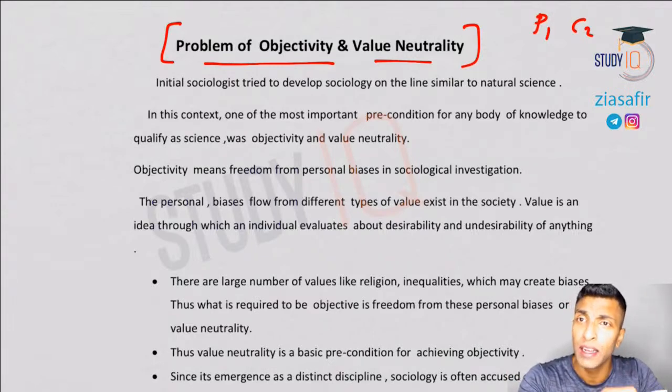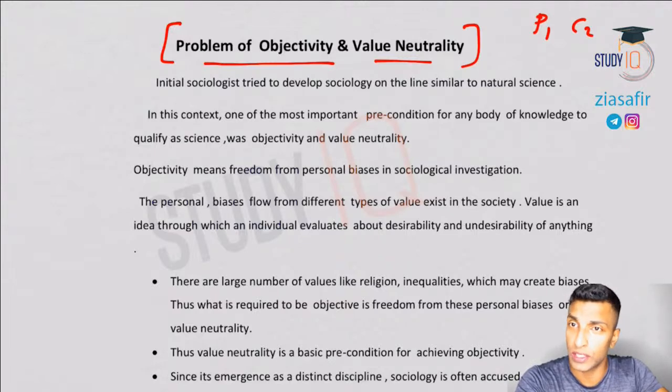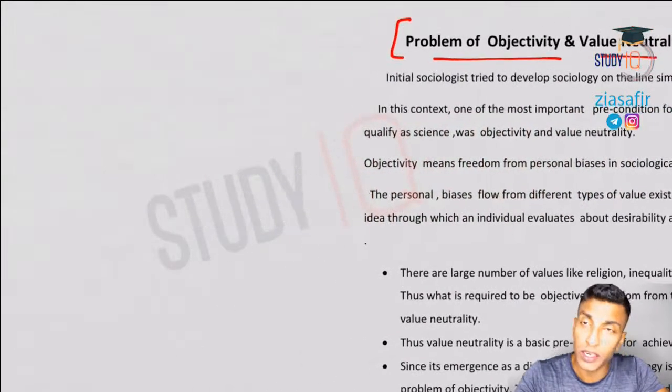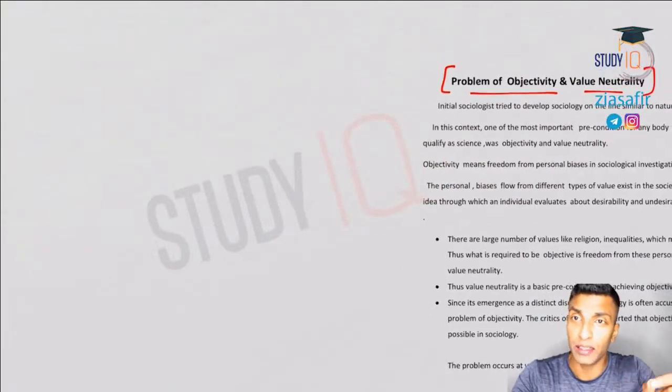Apart from that, there are some other elements that also need to be taken care of to ensure objectivity in sociological research. That's exactly what we are going to see. So like every other discussion, we will try to develop a context for this discussion. Once we understand the context, you will be in a position to write the body easily.